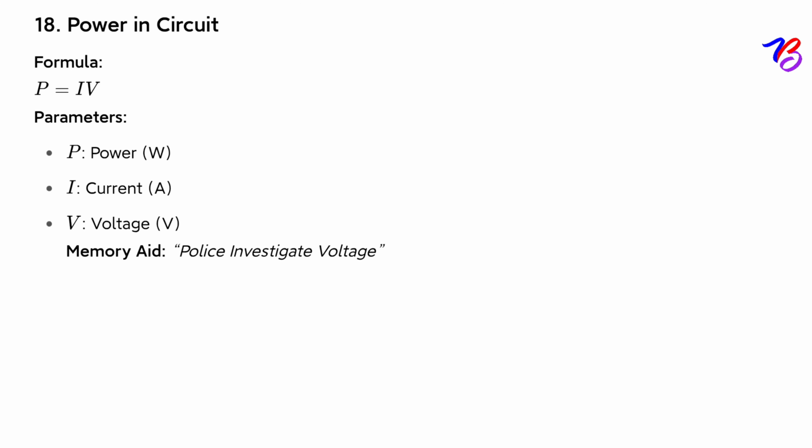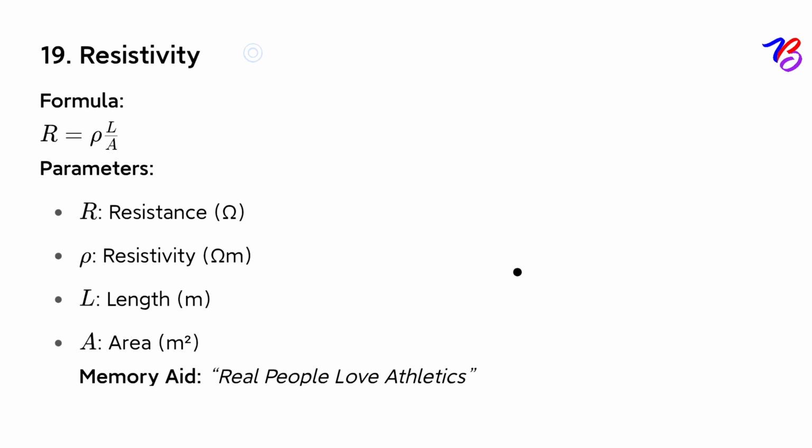Let's proceed further. Number 19, resistivity. Our formula is R is equal to resistivity multiplied by what? Our length, divided by area. So with this, our R is resistance in ohms. Our resistivity giving us what? Rho is in ohm meter, then our length in meter, and area in meter squared. So triune component, resistance, length, area, giving us resistivity.